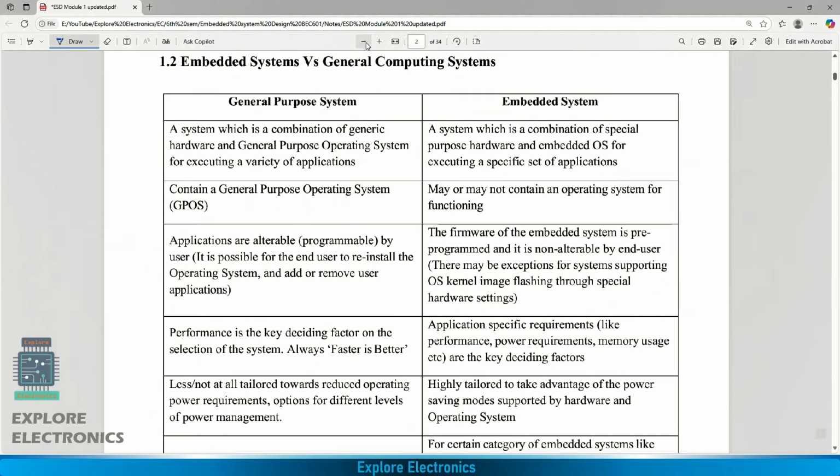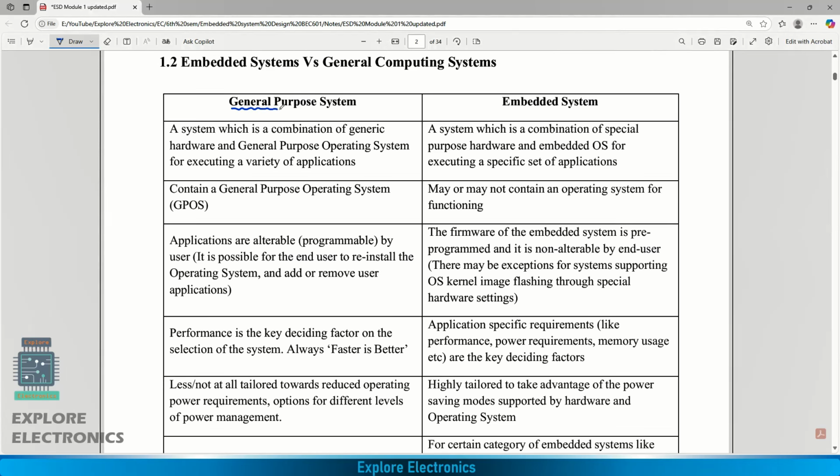Now we need to understand the difference between a general purpose system and an embedded system. The general purpose system, in the sense, will be like a computer. It will do whatever functionality we can get out of it. But an embedded system, after the assembly is done, will perform only a certain or particular operation, right? So let us see the difference.